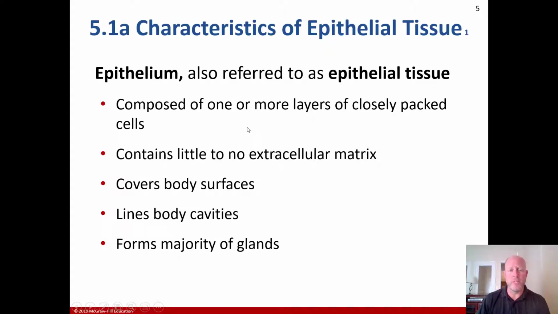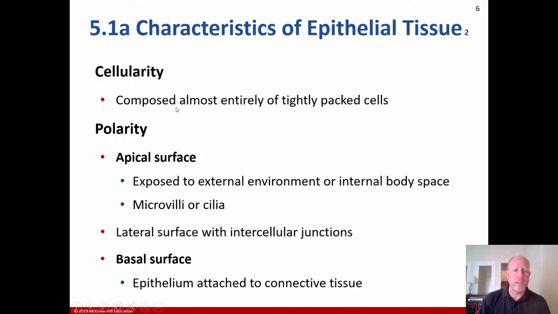So start with epithelium, also referred to as the epithelial tissue. It's composed of one or more layers of closely packed cells. There's little to no extracellular matrix. It covers the body surfaces. It lines your body cavities. It forms the majority of glands. As far as cellularity, it's composed almost entirely of tightly packed cells. Polarity, it's an apical surface which is exposed to the external environment or the internal body space. And it has microvilli or cilia. And there's a lateral surface with intercellular junctions and a basal surface with the epithelium attached to connective tissue.